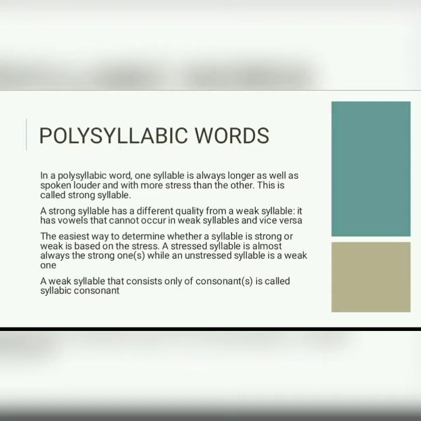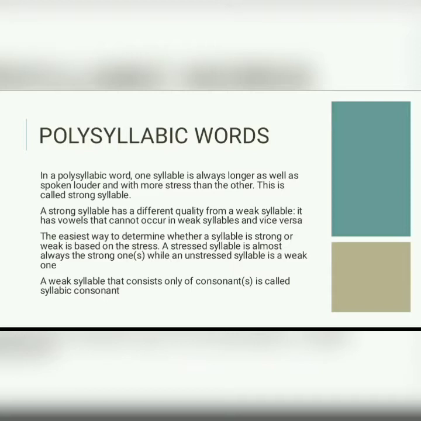In a polysyllabic word, one syllable is always longer, as well as spoken louder and with more stress than the other. This is called strong syllable. A strong syllable has a different quality from a weak syllable, of course. There are some vowels that cannot occur in weak syllables, and vice versa. There are some vowels that cannot occur in strong syllables.